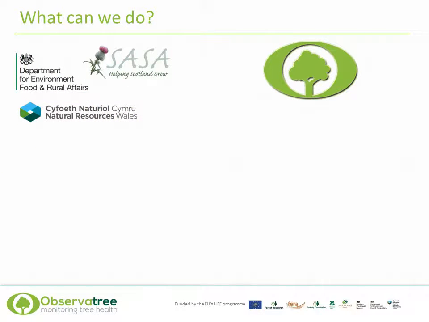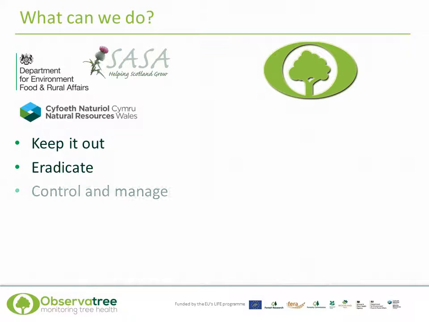In Scotland, Wales and England, the statutory bodies responsible for plant biosecurity are all committed to safeguarding tree health. They all work to prevent and control harmful organisms. For example, DEFRA's Plant Biosecurity Strategy for GB to tackle this issue has 3 principles. Keep pests and diseases out if we can. If they get in, eradicate them before they spread and become endemic. And if eradication proves impossible, control and manage them.